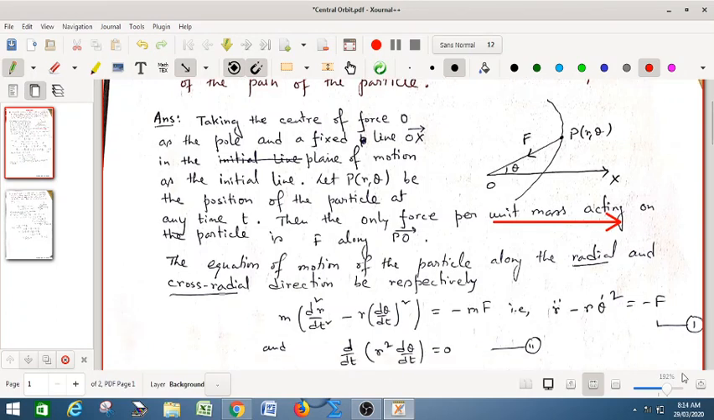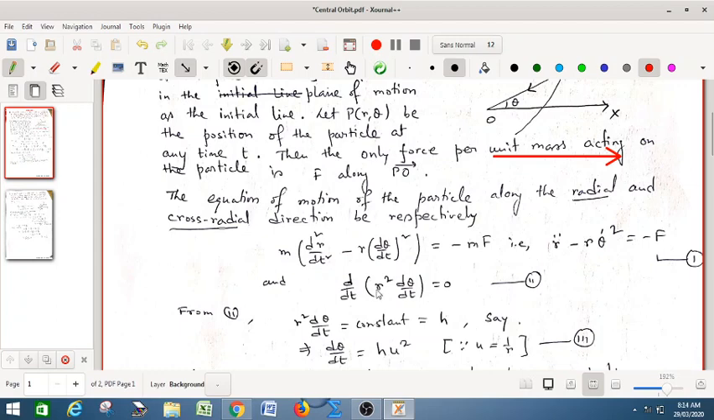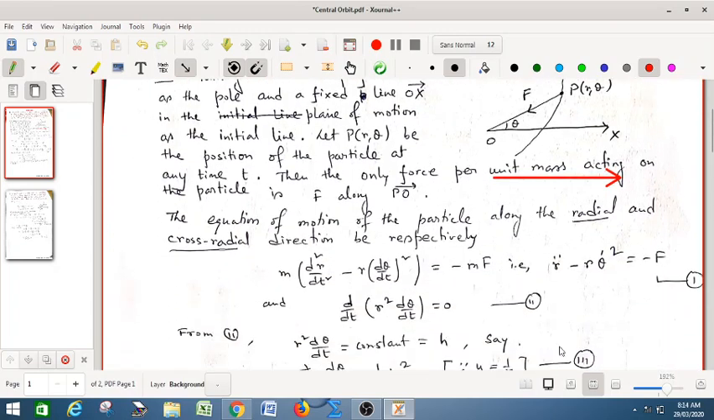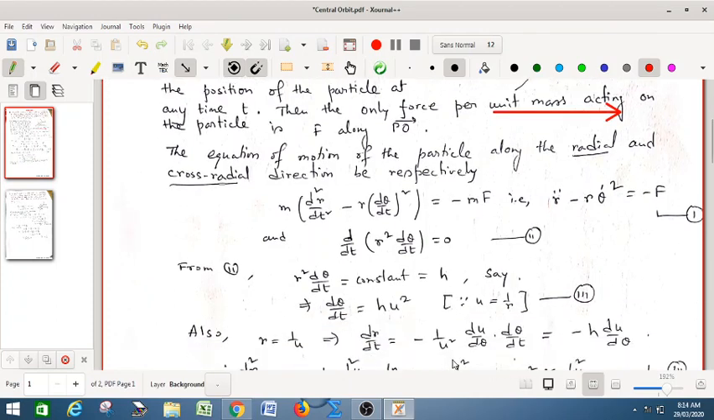Number 2, the cross radial direction: as there is no force in the cross radial direction, d/dt of (r squared d theta/dt) equal to 0. From equation 2 we get r squared d theta/dt equal to constant, with the constant taken as h. So d theta/dt equal to h u square, where u is equal to 1 by r.